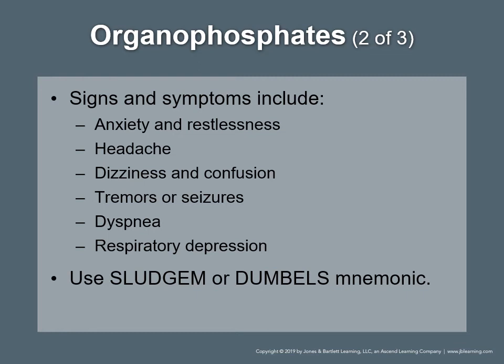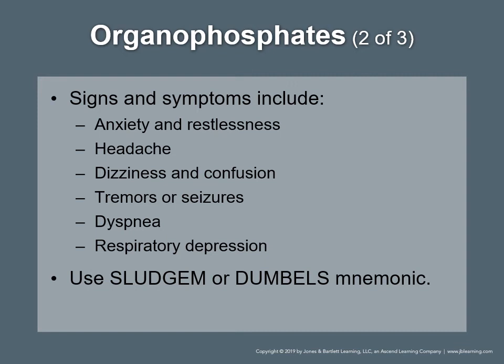Persons involved in the manufacturing of organophosphates and similar compounds are at risk. The symptoms of organophosphate poisoning are fundamentally the same regardless of route of entry: anxiety and restlessness, headache, dizziness and confusion, tremors or seizures, dyspnea, diffuse wheezing, respiratory depression, and loss of consciousness. A patient poisoned with organophosphates will usually present with signs and symptoms within the first 8 hours.